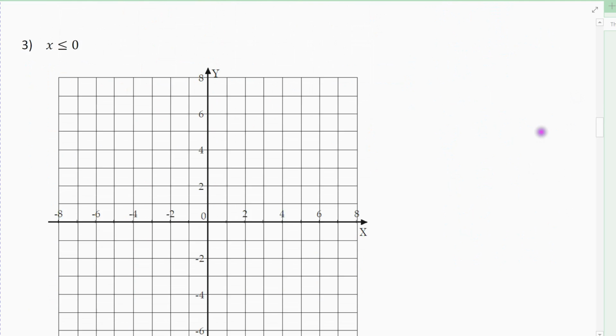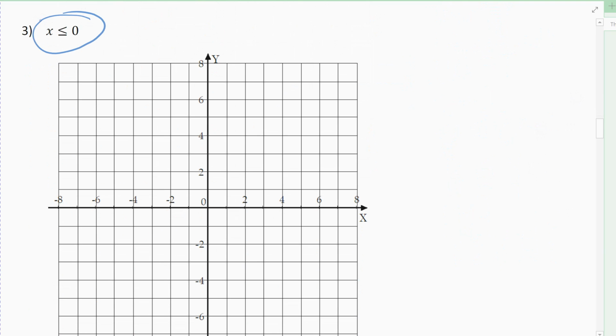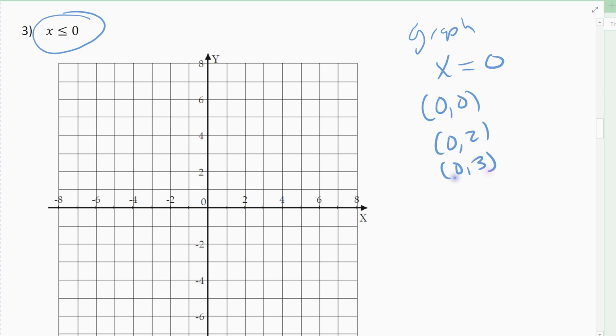Right, next example, which actually, when we get to applications, we'll want the exact opposite of this. X is less than or equal to 0. A lot of our applications will want x is greater than or equal to 0. Alright, first thing though, we want to graph x equals 0, which is a vertical line, where all my x values are 0. It's actually a very special line on our graph. All the x values are 0, so (0, 0), (0, 2), (0, 3), and so on are all on this line. If you'll notice, every single one of those is on the y-axis.